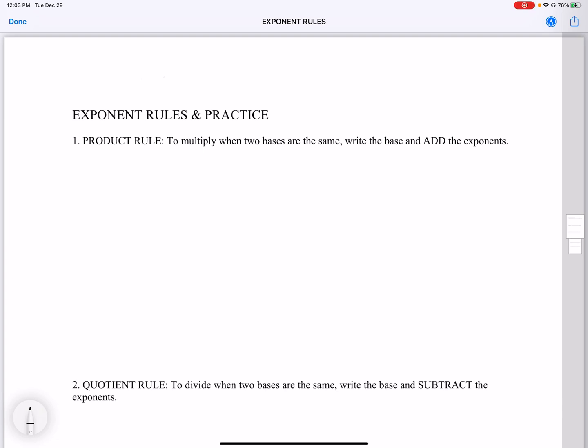In this lesson, we're going to talk about rules of exponents. So we've seen exponents before, right? We know that if I have 3 squared, that means 3 times 3. If I have 4 to the third, that means 4 times 4 times 4. Okay? You guys know the difference between an exponent and a base.